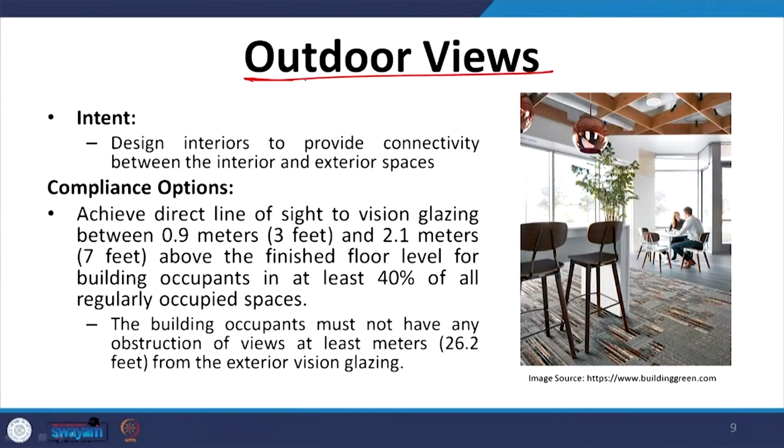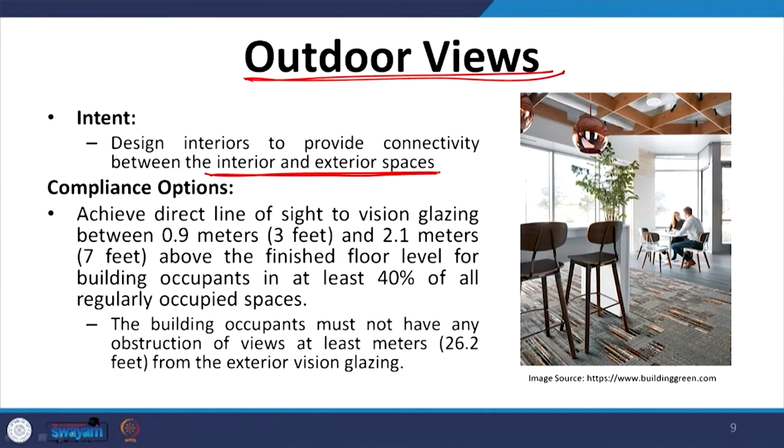The next that we have discussed very briefly earlier also is outdoor views. So, we have to ensure that the interiors are designed in such a way that they provide connectivity between the interior and exterior spaces. Now, this can be done through building design itself. So, the building is designed in such a manner that all the work areas wherever the occupants are going to be sitting are directly connected, they have a connectivity with the exterior spaces.